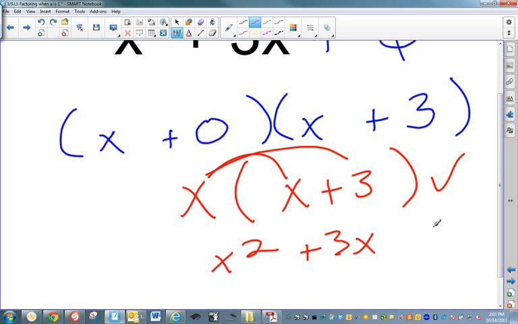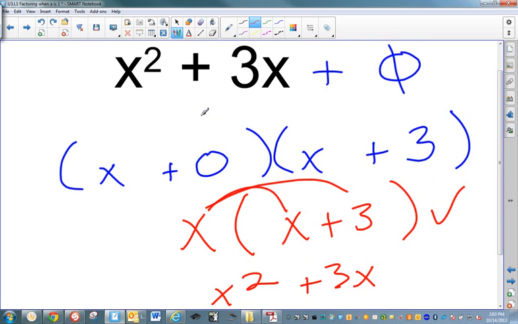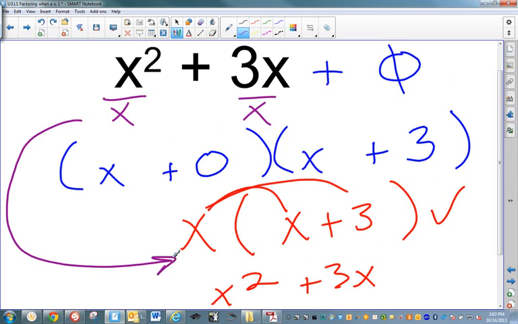So instead of going through this route, from the very beginning, what do x squared and 3x have in common? They have an x in common, which is why we merely factored out an x to get that result. So it becomes x times x plus 3.